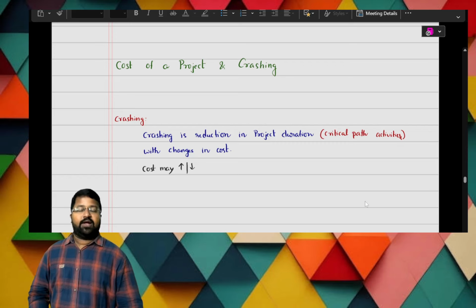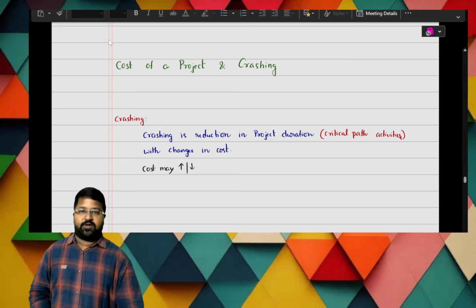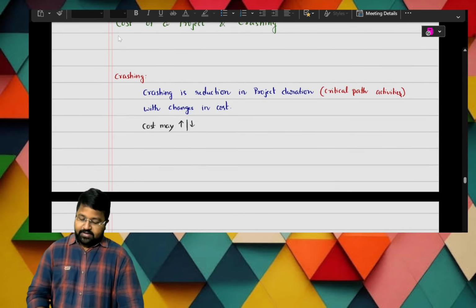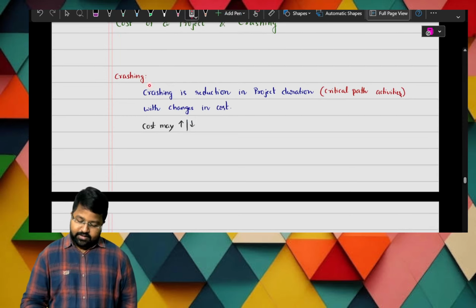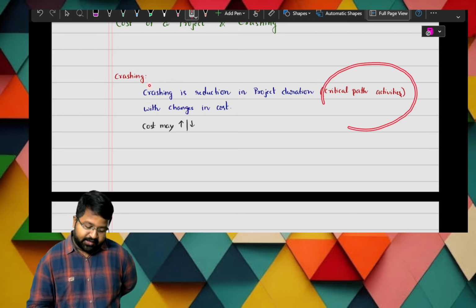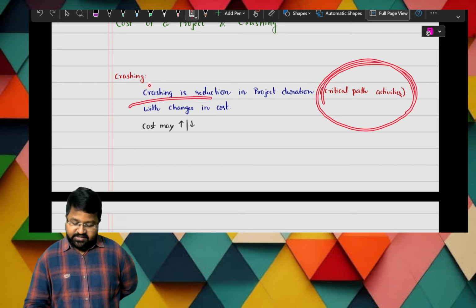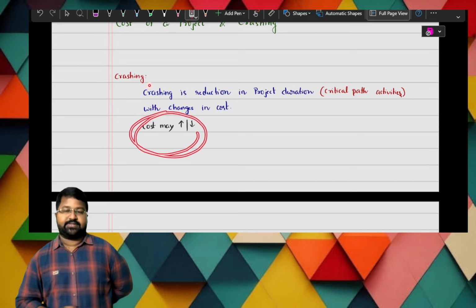Crashing. Crashing means what? Plane crash. Okay. In the same way there is a crashing for the project. So here this is not a negative aspect, it is a positive aspect. So crashing. Crashing is what? A reduction in the project duration, that is, in critical path activities, with changes in the cost. The cost may increase or decrease.